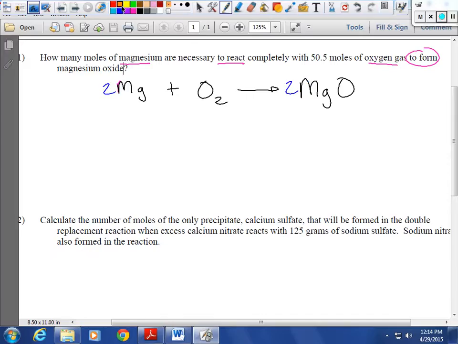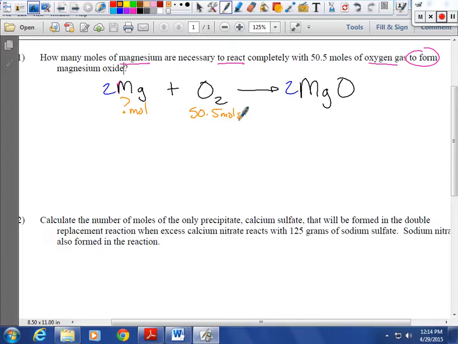All right, and then it says, how many moles of magnesium? So there's our question. How many moles of magnesium are necessary to react completely with 50.5 moles of oxygen to form magnesium oxide? All right, so there's our reaction. So I'm going from oxygen to magnesium. Is this a limiting reactant problem? Why not? There's not two given amounts.